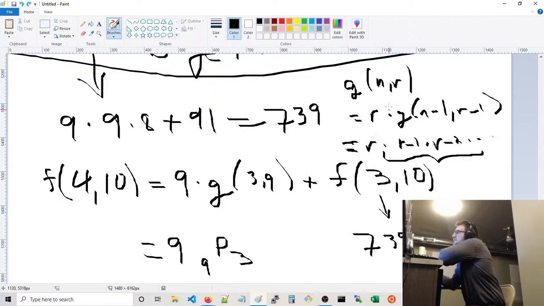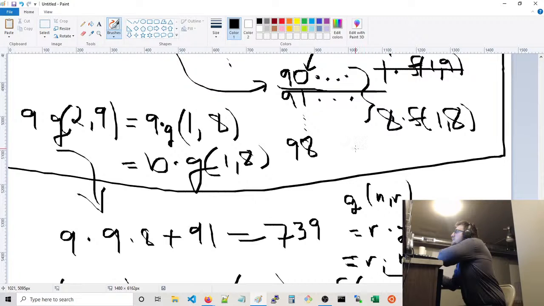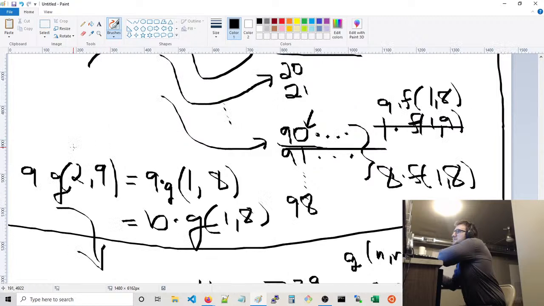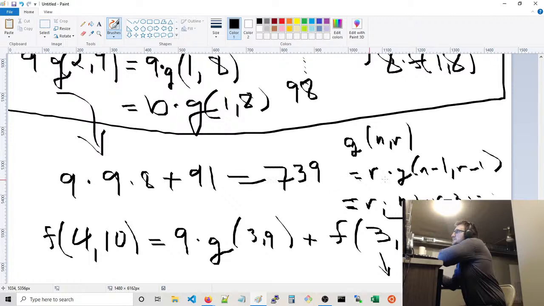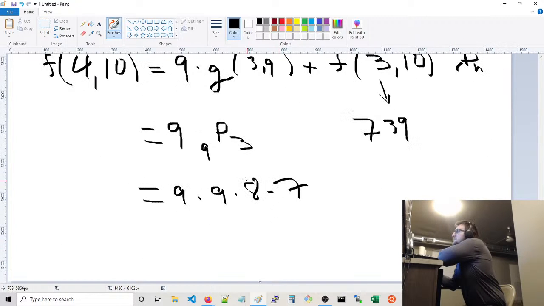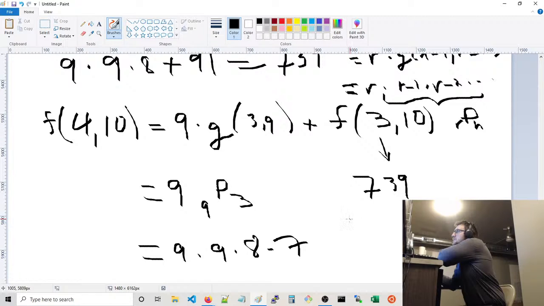Oh, is that right? Did I do that right? Wait a second. Oh no. Actually, this is reversed. Yeah, well, that's fine. Yeah, it's n permute r. Right? So this ends up being plus f of 3, 10, which is 739.